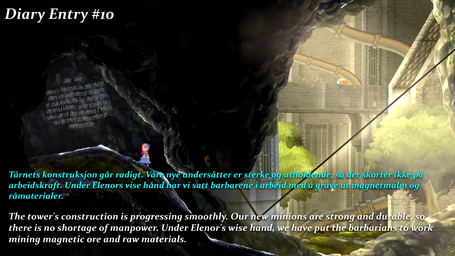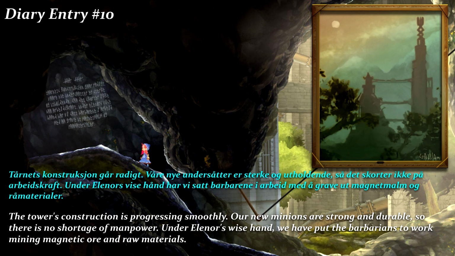Entry 10. The tower's construction is progressing smoothly. Our new minions are strong and durable, so there is no shortage of manpower. Under Eleanor's wise hand, we have put the barbarians to work mining magnetic ore and raw materials.